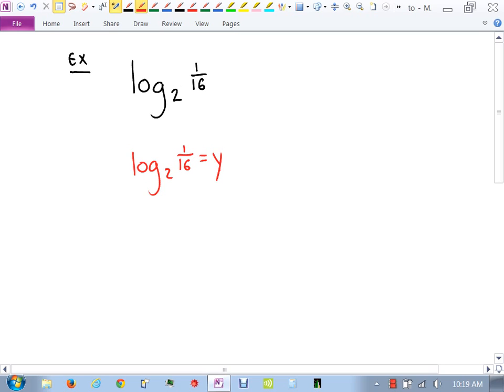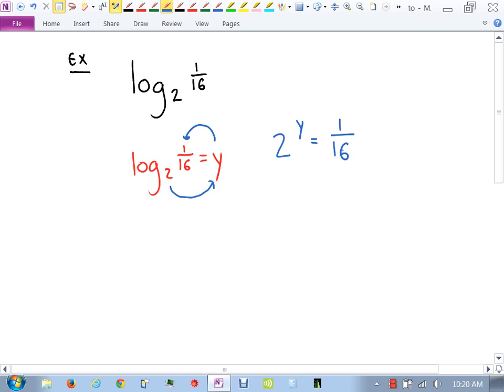And I've been using y on the right side, right? It really doesn't matter. I could use anything I want. I could use x, I could use m. Y is just, I needed to do something to give you a general formula, so I used y. Now I'm going to apply the loop. 2 to the y, right? So 2 to the y equals 1/16. Is that okay?